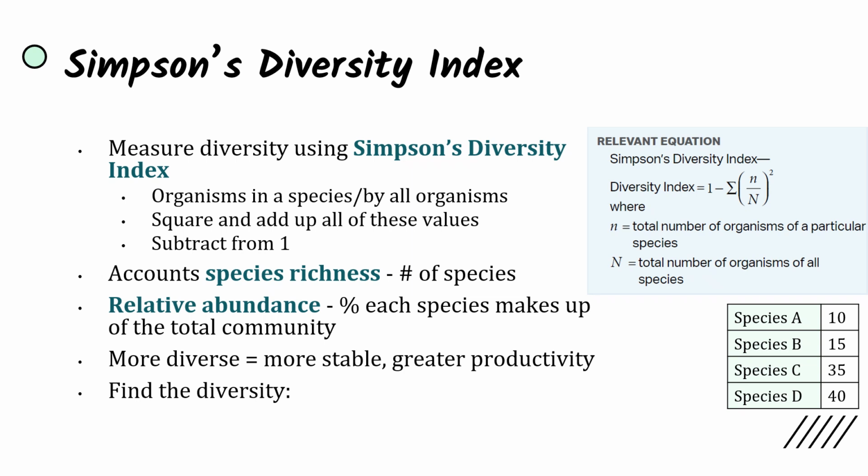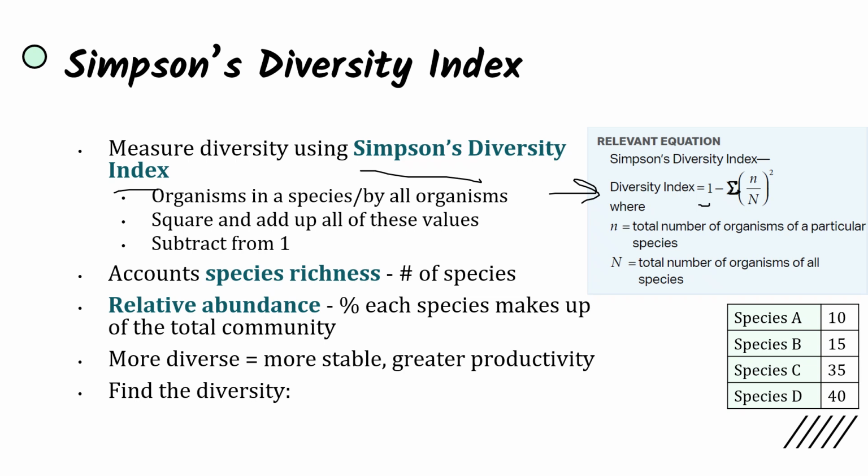But here, we're going to measure diversity using Simpson's Diversity Index. And that's going to be the organisms in the species divided by all the organisms for each species squared and added up. So what this means here, as we look at this equation, we see it's 1 minus sigma notation, or sum notation, which means we're just adding up all the values here of the total number of organisms of a particular species divided by the total number of organisms of all species squared. And then this is done for every single species, and then that's added up and subtracted from 1. So we'll practice right now.